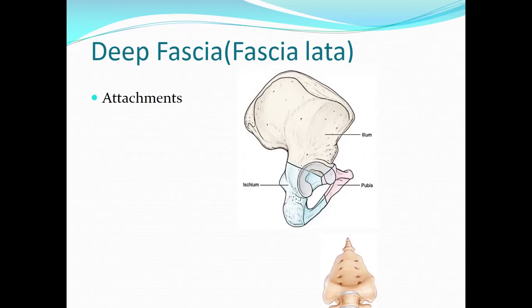Superiorly, it is attached to the pubic tubercle, then the inguinal ligament, then the outer lip of the iliac crest, then the lumbosacral fascia, then the sacrotuberous ligament, and then the coccyx and sacrum. So these are the superior attachments, and inferiorly it is attached to the bony prominences around the knee joint.